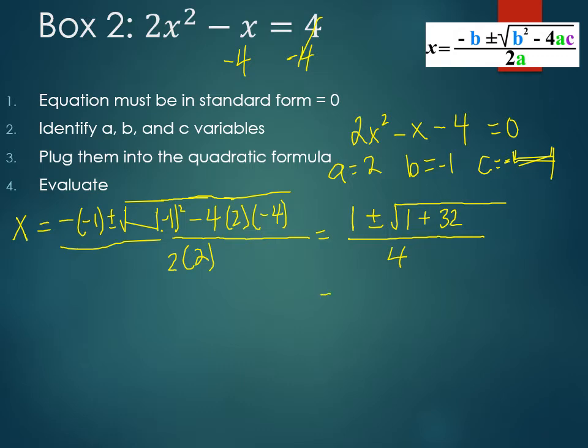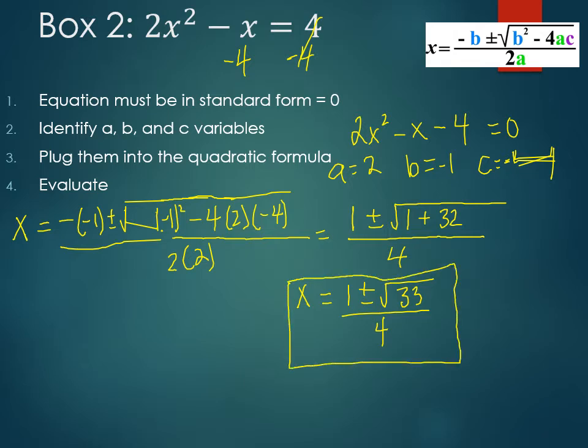And we're going to keep evaluating. So now we're here: 1 plus or minus the square root of 33, over 4. At this point, can I simplify this? No. 4 doesn't divide equally into 1, and 33 is already a reduced radical. So therefore, that's my answer.